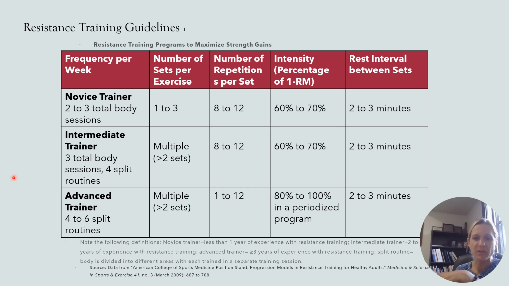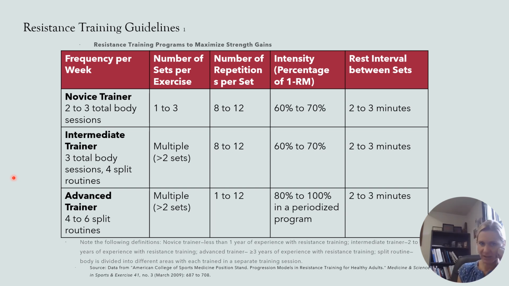Here we can do multiple sets. We can do reps of 8 to 12. Intensity is about the same there, 60 to 70%, and then 2 to 3 minutes between sets. And then for our advanced exercisers, we can do 4 to 6 split routines, so they can do strength training up to 6 times a week.